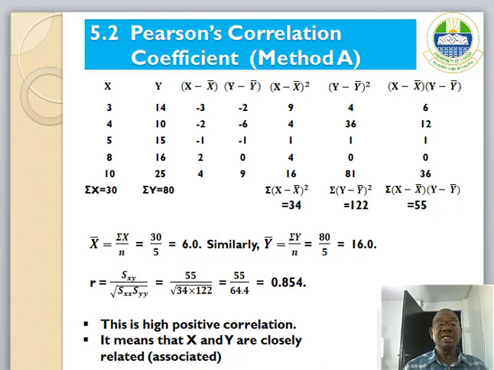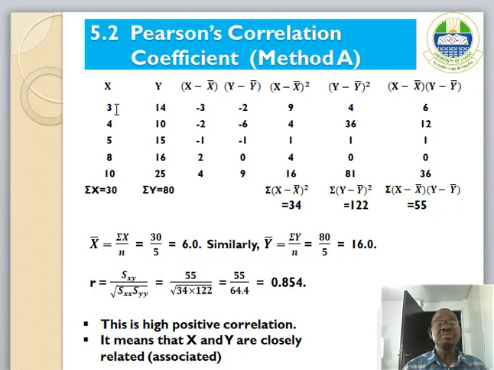Given bivariate data X and Y, which you see here, see the values X and then see the values Y. For x3, y is 14. x4, y is 10. First of all, calculate the sum of x, calculate the sum of y. Then find the mean of x, which is 6.0, and the mean of y, which is 16.0. Then this mean of x, use it and come here.